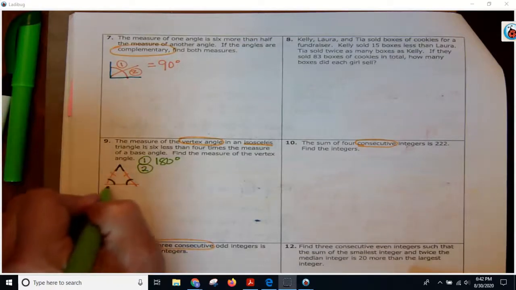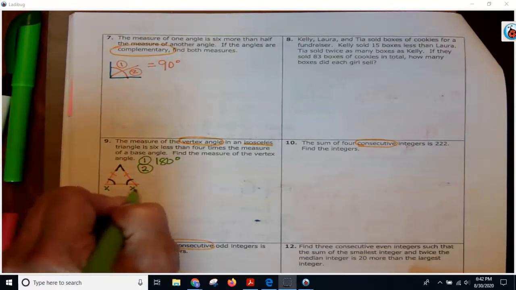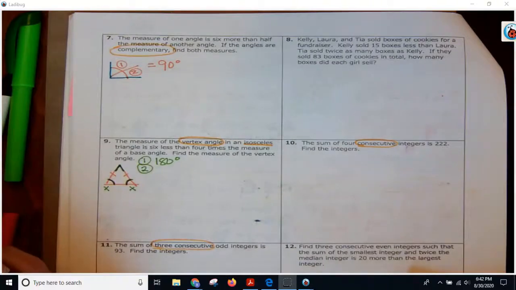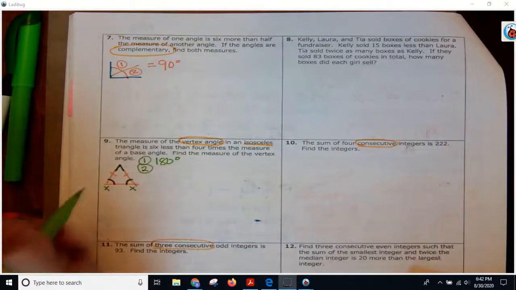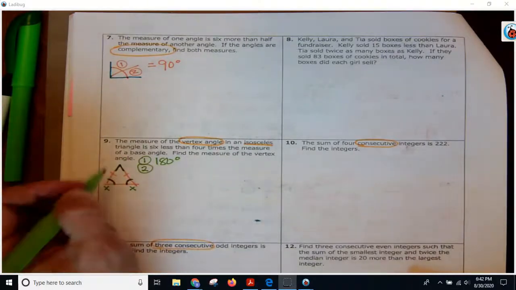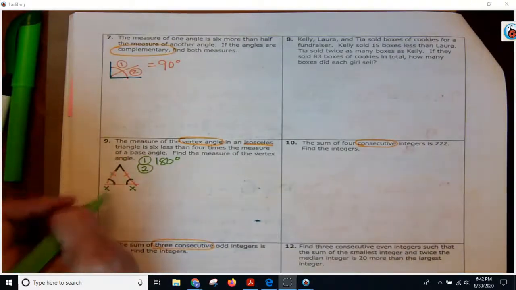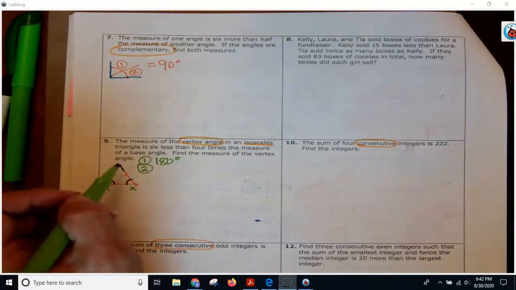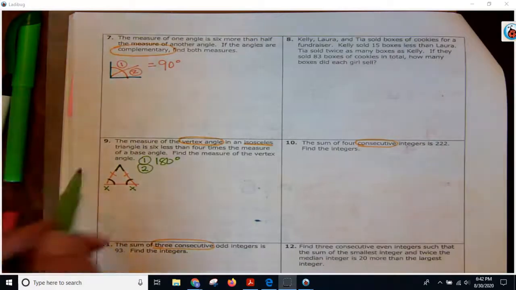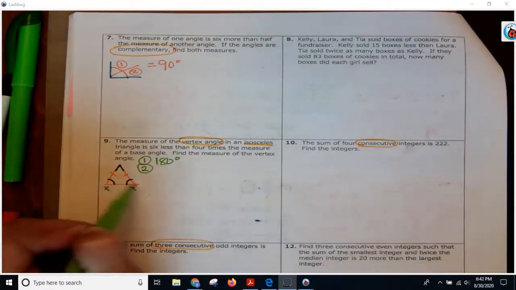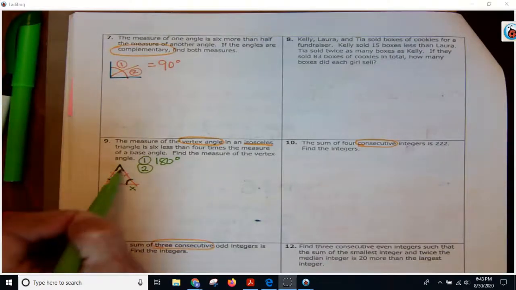So if this one's x, this one will also be x. Okay? This one may not be the same. In fact, it can't be the same. And I mean, in one situation it can be if it says 60, 60, 60, but this time it's not, because it's 6 less than 4 times the measure of the base angle. So just keep in mind that these base angles, there's 3 angles.